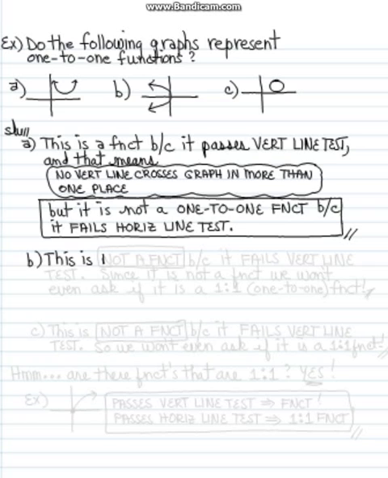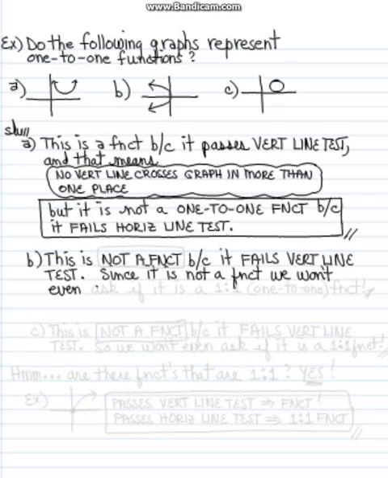This dude, the sideways parabola, he's not even a function, much less a one-to-one function. He's not a function because it fails the vertical line test. You could come up with a vertical line that crosses the graph in more than one place. If it's not a function, we won't even ask if the darn thing is a one-to-one function. So the answer to this one would be no, it's not a one-to-one function. It's not even a function.